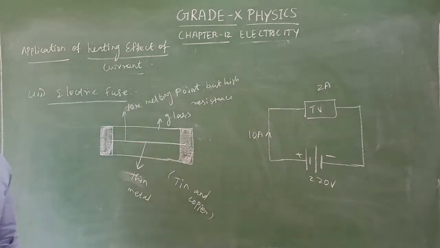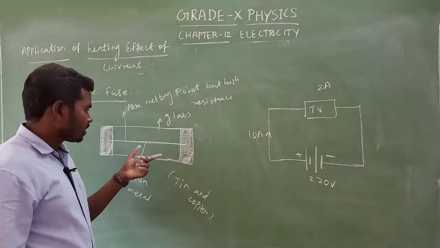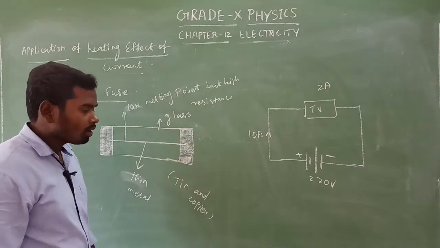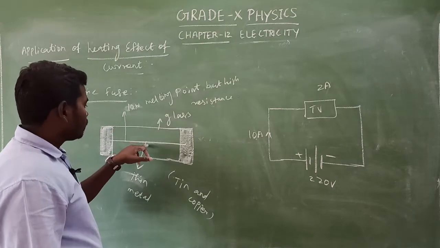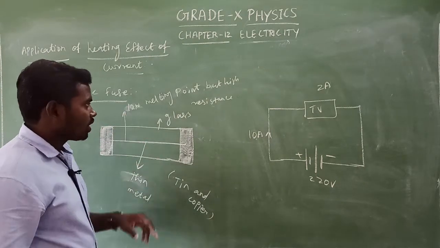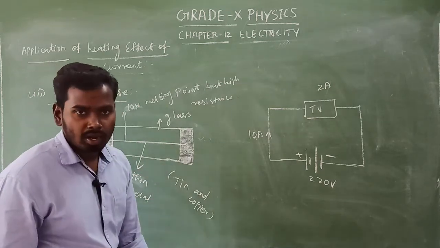But high resistance. Note this point. This is the electric fuse structure. Inside the electric fuse there is a very thin wire. Nowadays the thin wire is made up of tin and copper. This thin wire has a low melting point as well as a high resistance value.